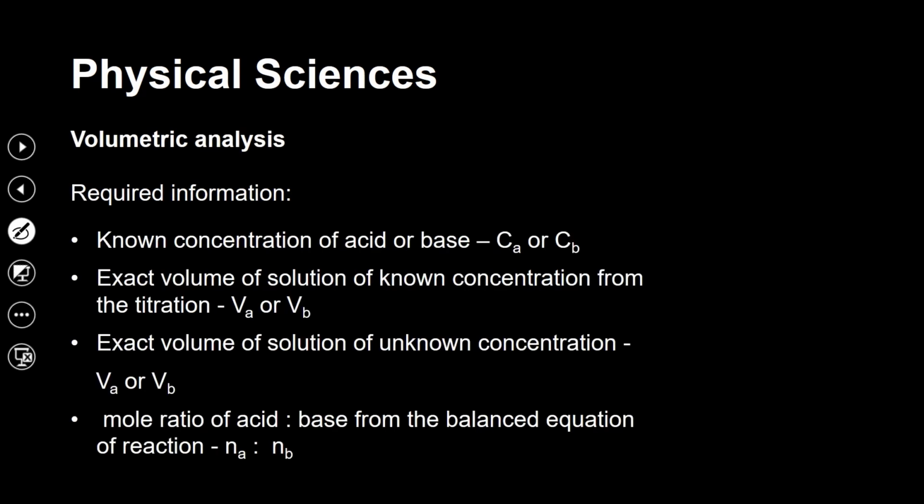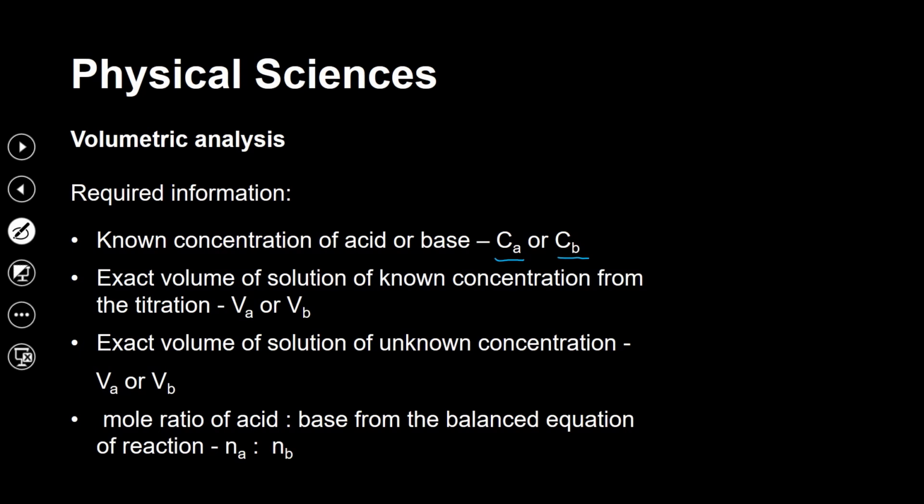Okay. Now, in volumetric analysis, what do we require to determine the unknown concentration using a standard solution? The known concentration of the acid or the base. So C subscript A represents the concentration of acid, and C subscript B represents the concentration of the base. To carry out volumetric analysis calculations, one of these two must be known, and we would describe that as a standard solution.